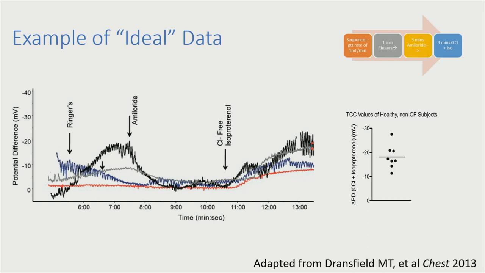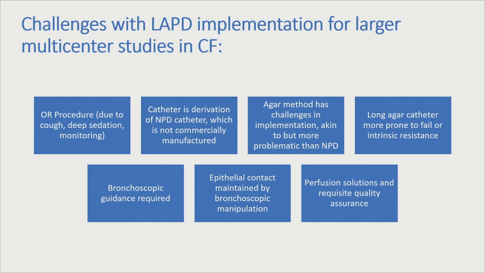There are several challenges with LAPD, or lower airway potential difference, implementation for larger multi-center trials in CF. These include the necessity of an OR procedure, and the fact that the catheter is a derivation of the nasal potential difference catheter, which has previously been developed, which is not commercially manufactured. This longer catheter has issues in the current design with intrinsic failure rates and increased resistance due to the longer catheter necessary to get to the lower airways. And bronchoscopic guidance is the only real means at present to ensure epithelial contact. Therefore, we think an improvement upon this method may allow this to be a novel efficacy endpoint for CFTR physiologic restoration.